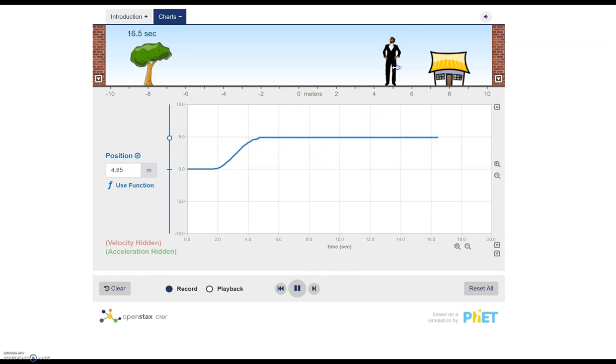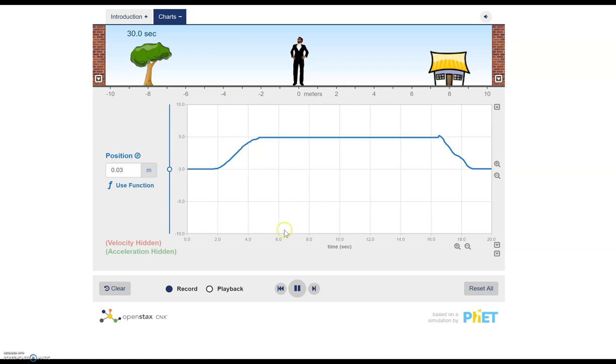So now I'm going to move back at a constant speed and stop at the same position. So now we had a diagonal line again that was roughly the same size or same shape as when I moved to the right. And then when the man stopped, we had a horizontal line again.